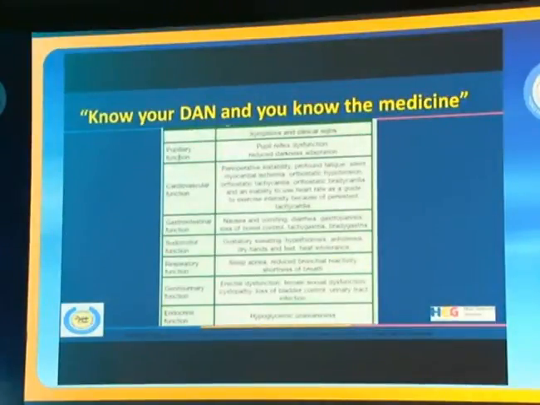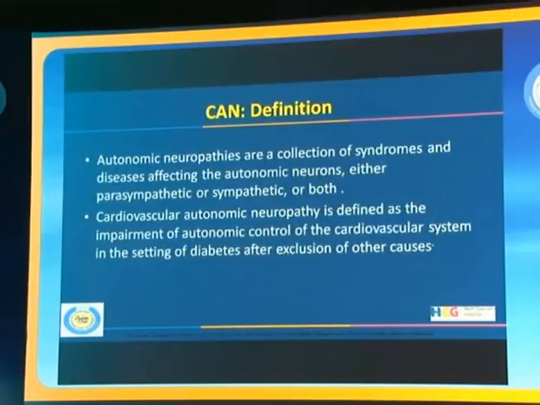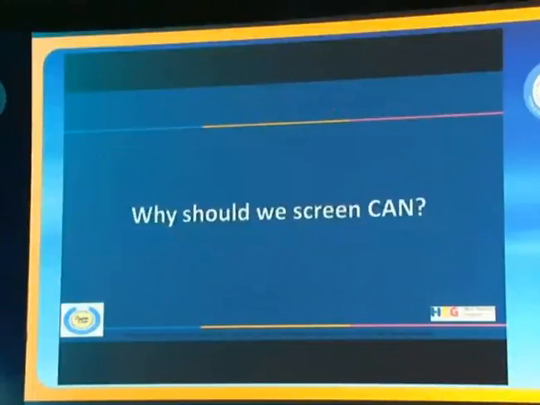Diabetic autonomic neuropathy affects practically every organ, from pupil to penis, and from forehead to toe. So if you know diabetic autonomic neuropathy, it is said that you know the medicine completely. Coming to what is cardiac autonomic neuropathy. The autonomic neuropathies are a collection of syndromes and diseases affecting the autonomic neurons. The CAN, which I'll call cardiac autonomic neuropathy from now onwards in this presentation, is defined as the impairment of autonomic control of the cardiovascular system in the setting of diabetes after exclusion of other causes. So it's a difficult diagnosis.